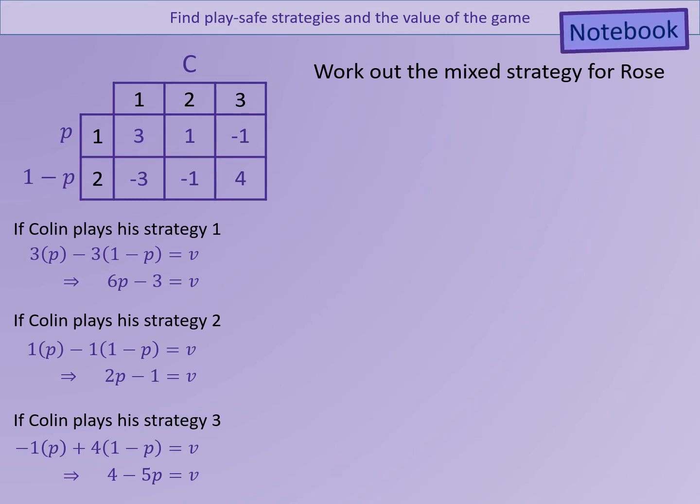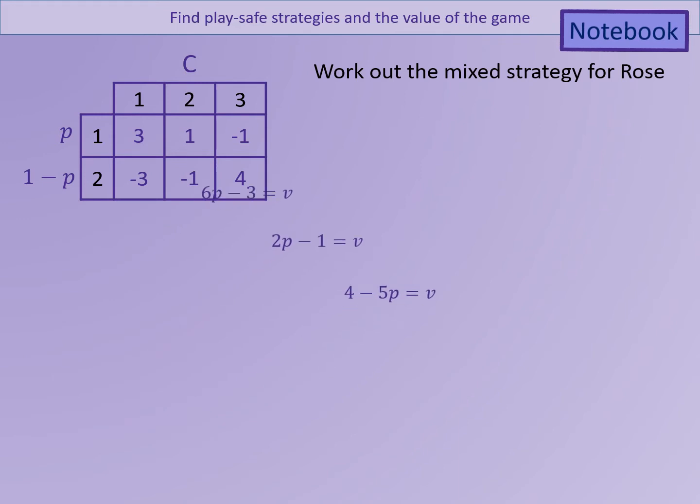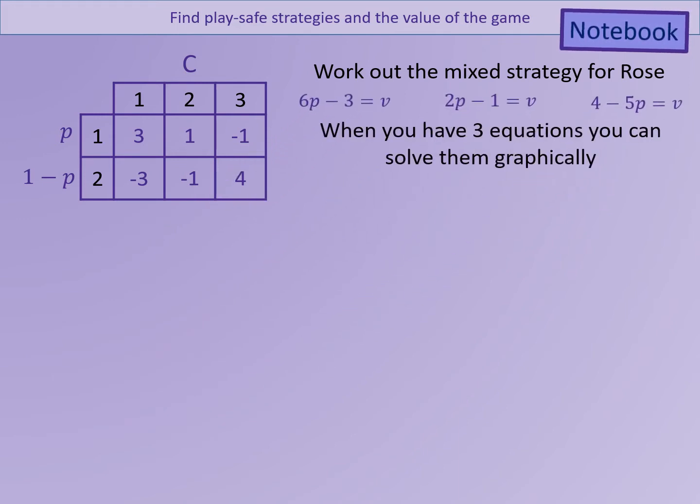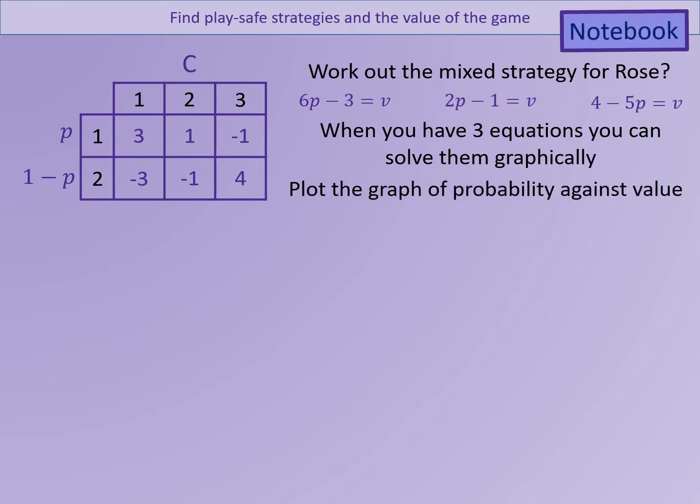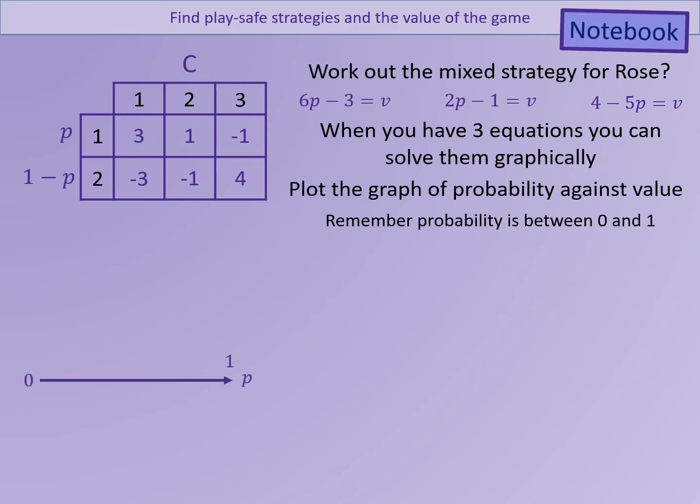Now, because we've got 3 equations here, we don't know which of these to use. So we're actually going to draw a graph. We're going to plot a graph with the probability going along the horizontal axis and the value, so the expected gain, in this case for rows, on the vertical axis. So probability can only go from 0 to 1. So the horizontal axis will start at 0 and end at 1.